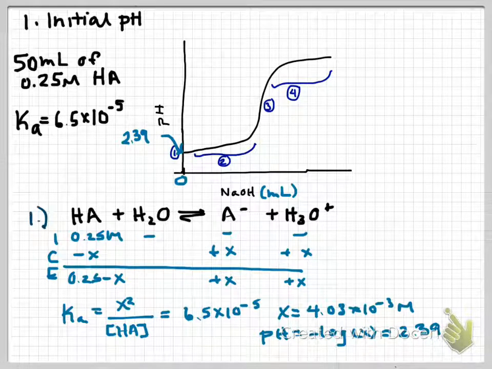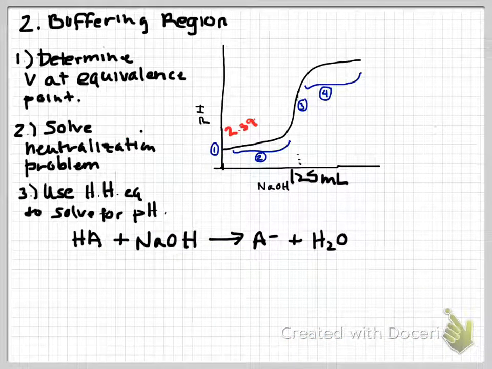The next point that we're going to look at is in the buffering region. In order to determine what the buffering region is, we really have to figure out where the equivalence point is. So we're first going to have to study the point where the moles of acid equals the moles of base. Again, we're looking at a different reaction now. We're looking at neutralization, our weak acid plus our strong base. We have a double replacement.